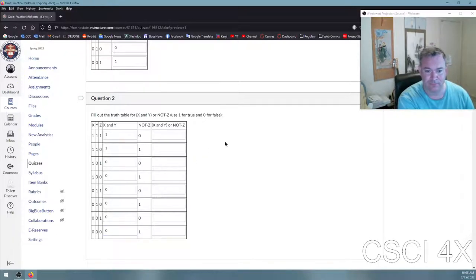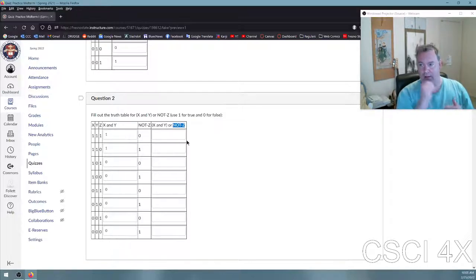False. Okay. So we have the X and Y column filled out, and the not Z column is done for you. So now we are going to OR together the results from the X and Y column with the not Z column. And this is kind of how you do a truth table.